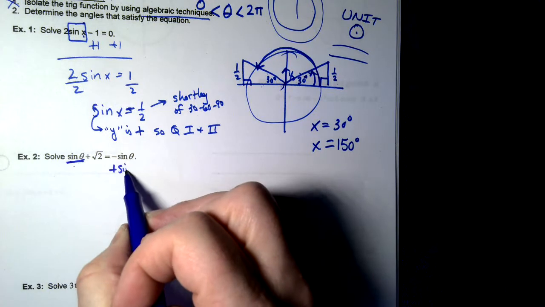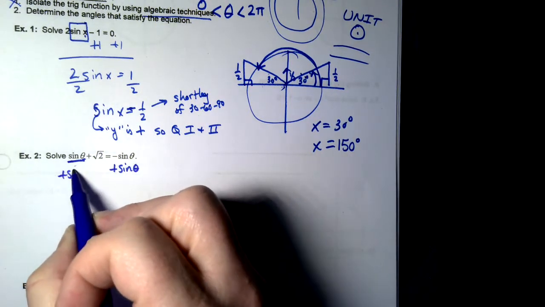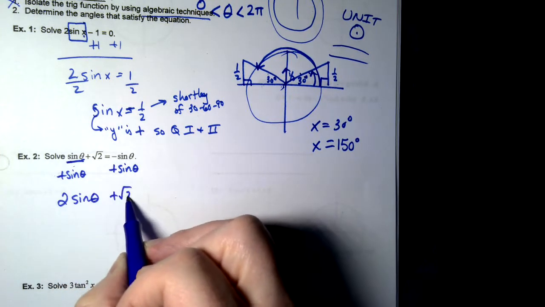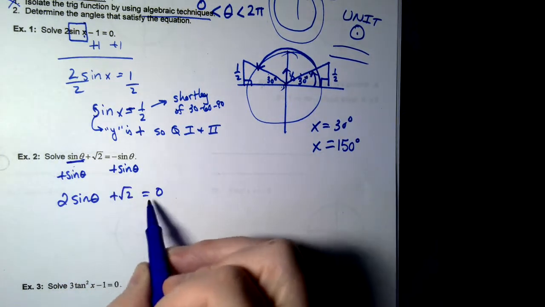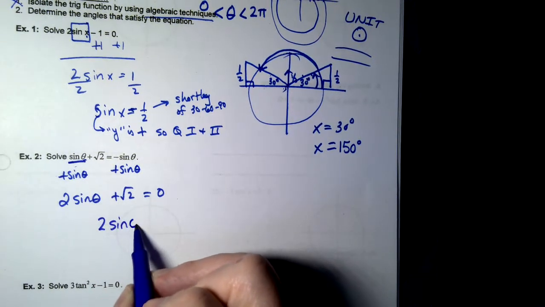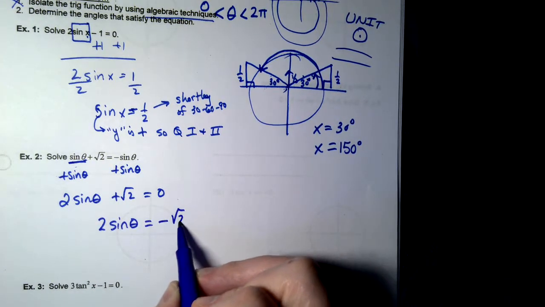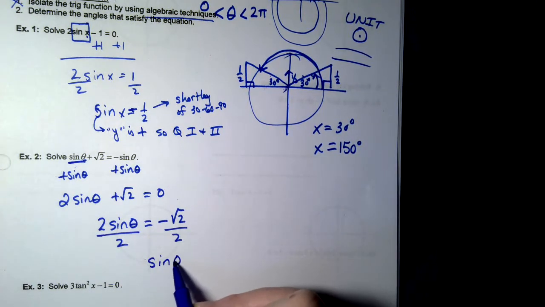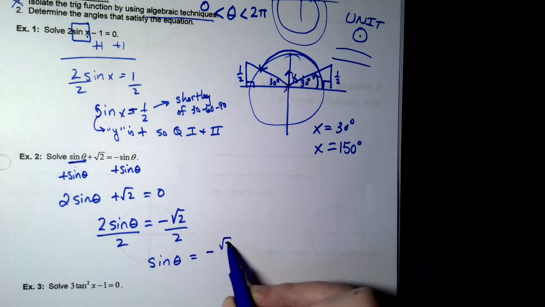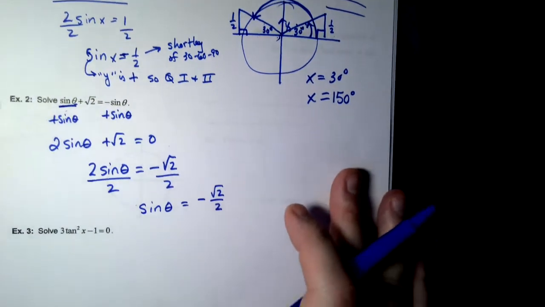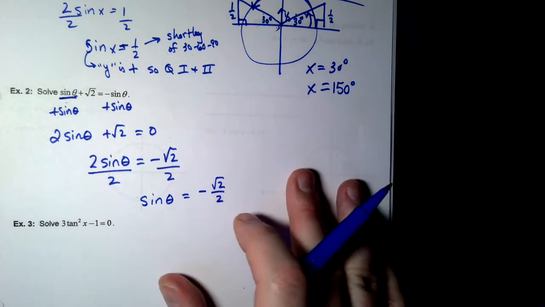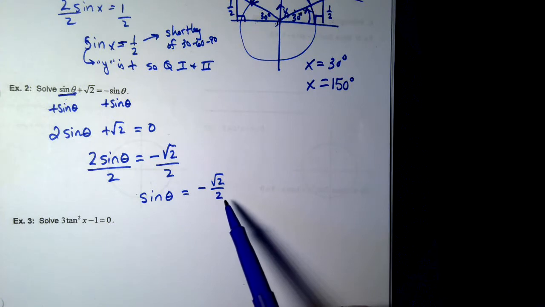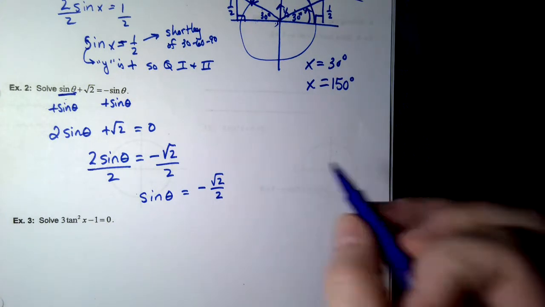Let's add sine theta this way. All right, that would give me 2 sine theta plus square root of 2 equals 0. Now subtract the square root of 2. Sine theta equals negative square root of 2 divided by 2. All right, so we get sine theta by itself, and it equals negative root 2 over 2. Again, think unit circle stuff. So if sine theta is negative root 2 over 2, we know one thing, not more than one thing.